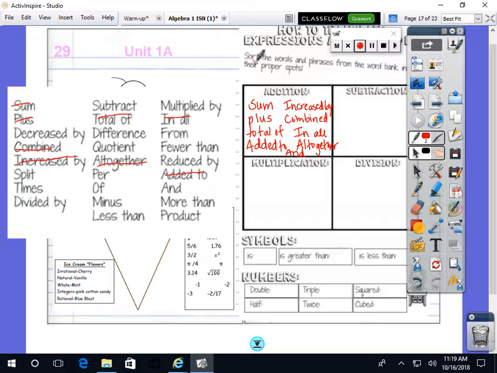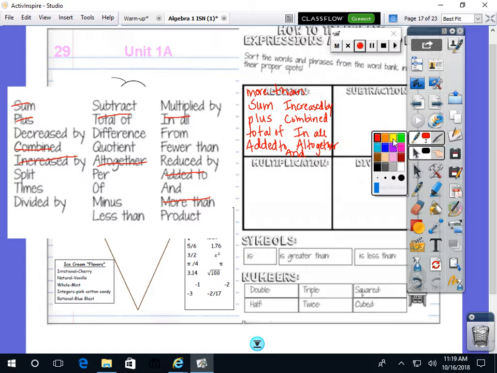Yes, more than. I'll have to try to stick it up here because I've run out of room. Okay, more than also means additional. Like if I say I have 5 more than she does, then I would add 5 to her total, and then I would know how many I had. Okay, so those are some words that mean addition.